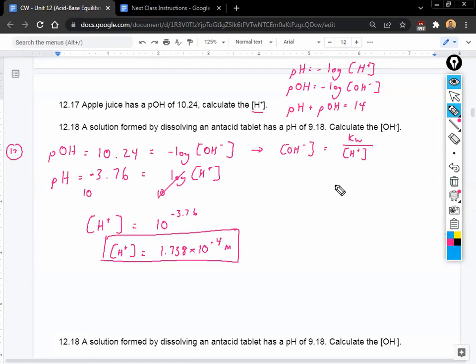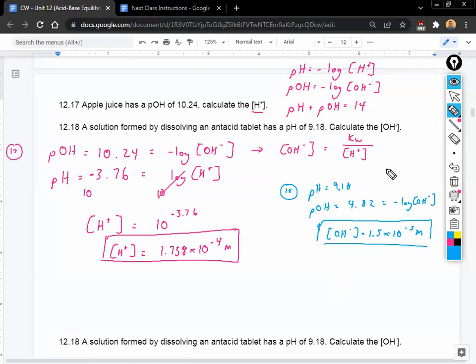Okay, and then 18, I'm going to do really quickly. Same thing with 18. The pH is 9.18. That tells us that the pOH is 4.82, and then that's equal to the negative log of OH minus. And then you can do all the calculations out for that. But I got 1.5 times 10 to the negative 5 molarity. And that's what you should get for 18.